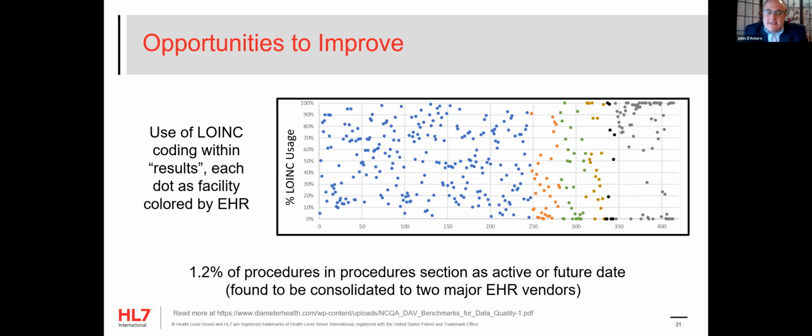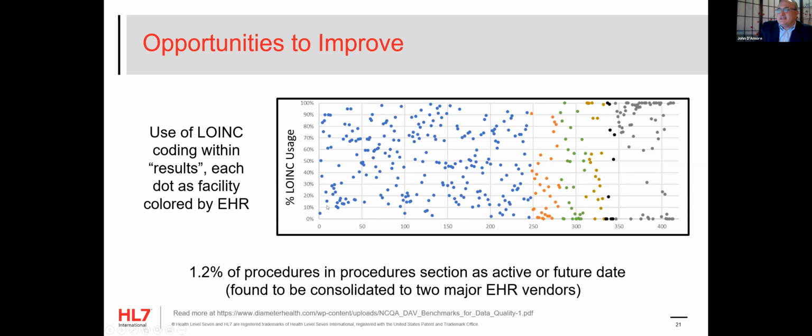So every dot is a facility, and the colors are different EHRs. We had some EHRs that were more prevalent and some that were less prevalent. I haven't said exactly which colors or which EHRs. We know that, but in this publication we didn't want to call out individual EHRs. What do you see here?